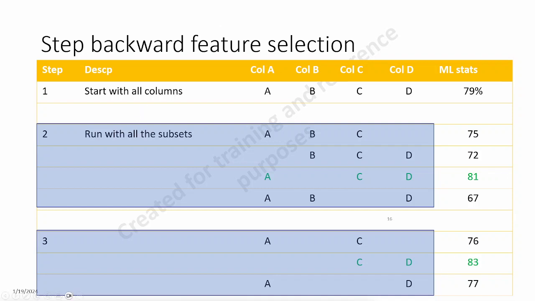So what happens here in the backward selection is you're going to start with all the features. Let's say you have A, B, C, D, this column. Now we will run with all the subsets, and these subsets are A, B, C, B, C, D, A, C, D. These are subsets of the previous four. And let's say this is the one which did well. Then again, you make the subset out of A, C, D. And then let's say this is the best one here. And this process will continue till we reach the desired number of features.